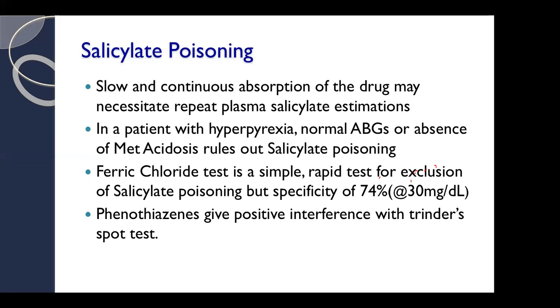What happens in salicylate poisoning is that there is decoupling of the oxidative phosphorylation systems, and all ATP dependent metabolisms are affected, hence the hyperpyrexia, right? और इसकी एक और बड़ी important चीज़ है कि this is a scenario where we might do the quantitative analysis, and since it is a slow and continuous absorption of the drug, so it may necessitate repeat plasma salicylate estimation.